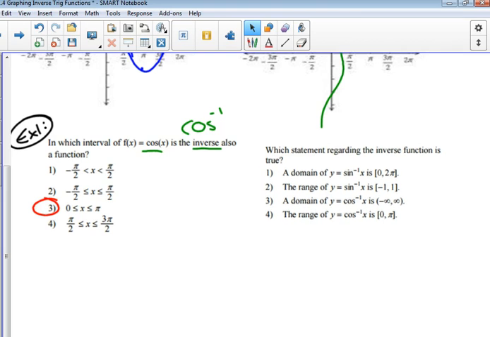Let's look at this one. Which statement regarding an inverse function is true? And so here we're dealing with sine and arc cosine, right? Both of them. So since we have arc cosine up, can we look at that one first? All right, thanks, Karen.